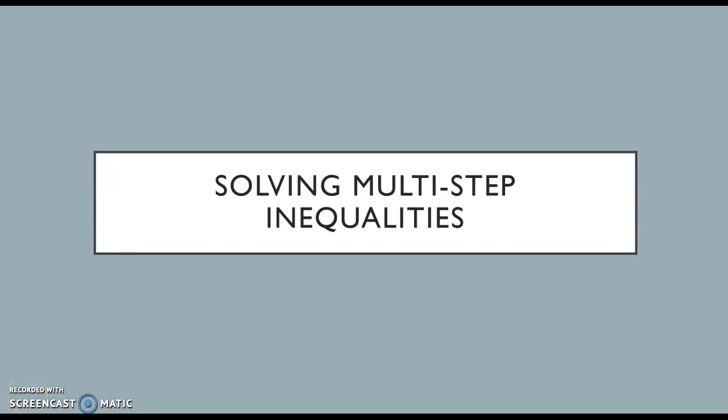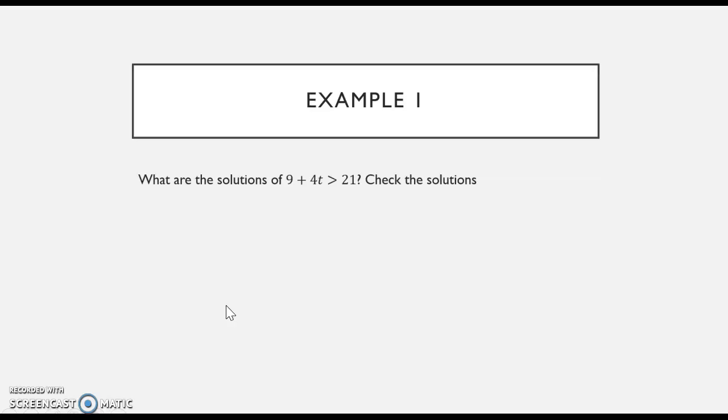All right, so in our last video, we were talking about how to solve one-step equations with multiplying or dividing. In this one, we're going to talk about multi-step equations. So our first example is a two-step equation. So we have 9 plus 4t is greater than 21.